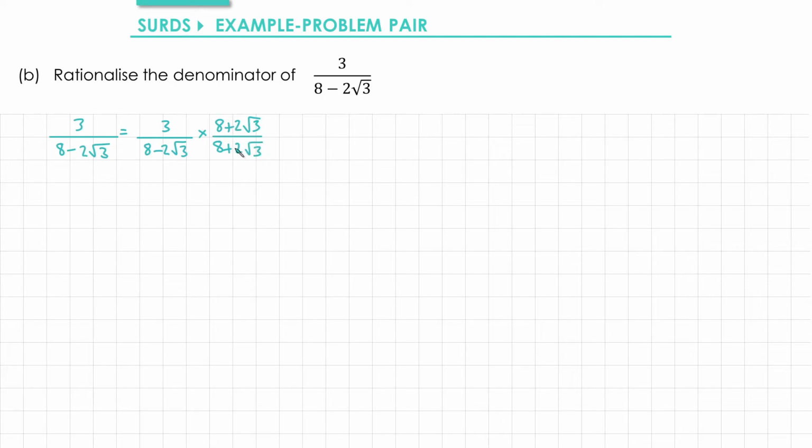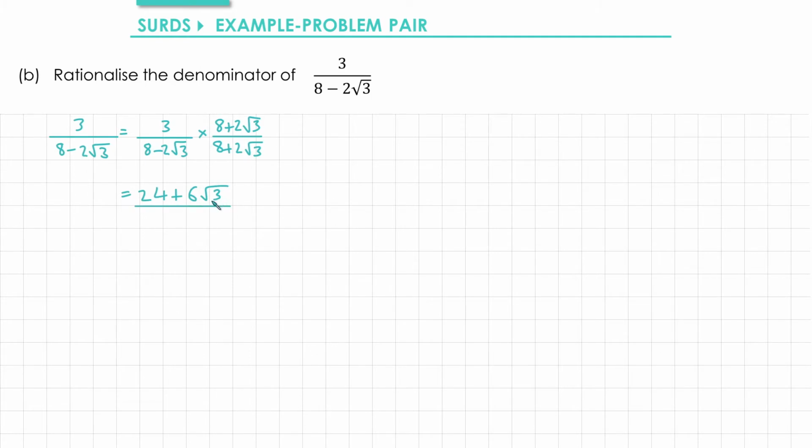You may want to think of the top and bottom of each of these fractions as enclosed in brackets. So here we've got 3 times 8 plus 2 root 3 in brackets. So on the numerator, we're going to get 3 times 8, which is 24, and 3 times 2 root 3, which is 6 root 3.